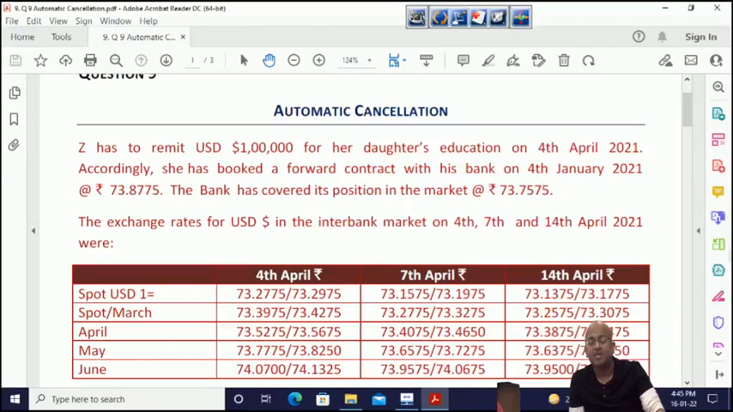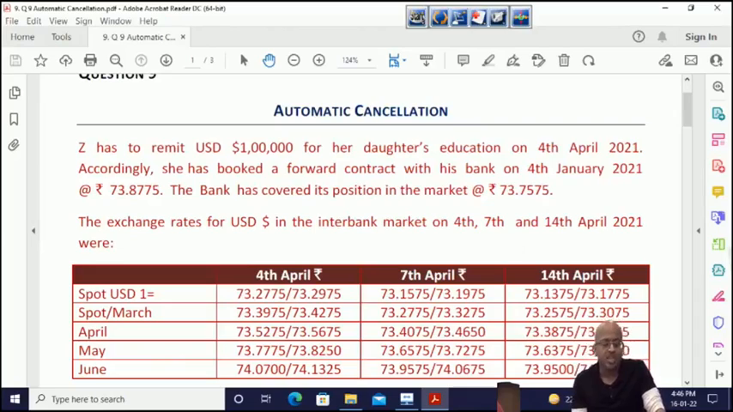The bank had covered its position in the interbank market at 73.7575. As is my habit, I will take the name of the bank. So suppose it was SBI. Z has entered into a forward contract with SBI at 73.8775. Z will purchase, so SBI has a short position. SBI purchases 3-month forward from ICICI Bank in the wholesale market at 73.7575.